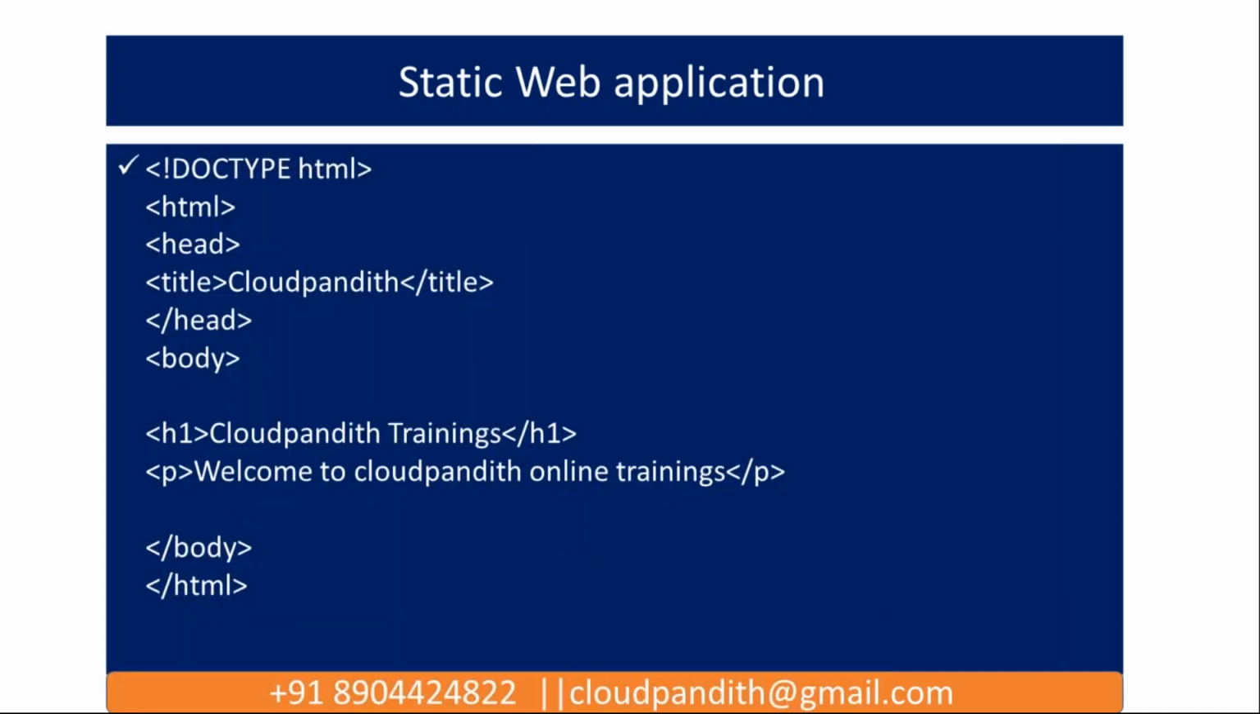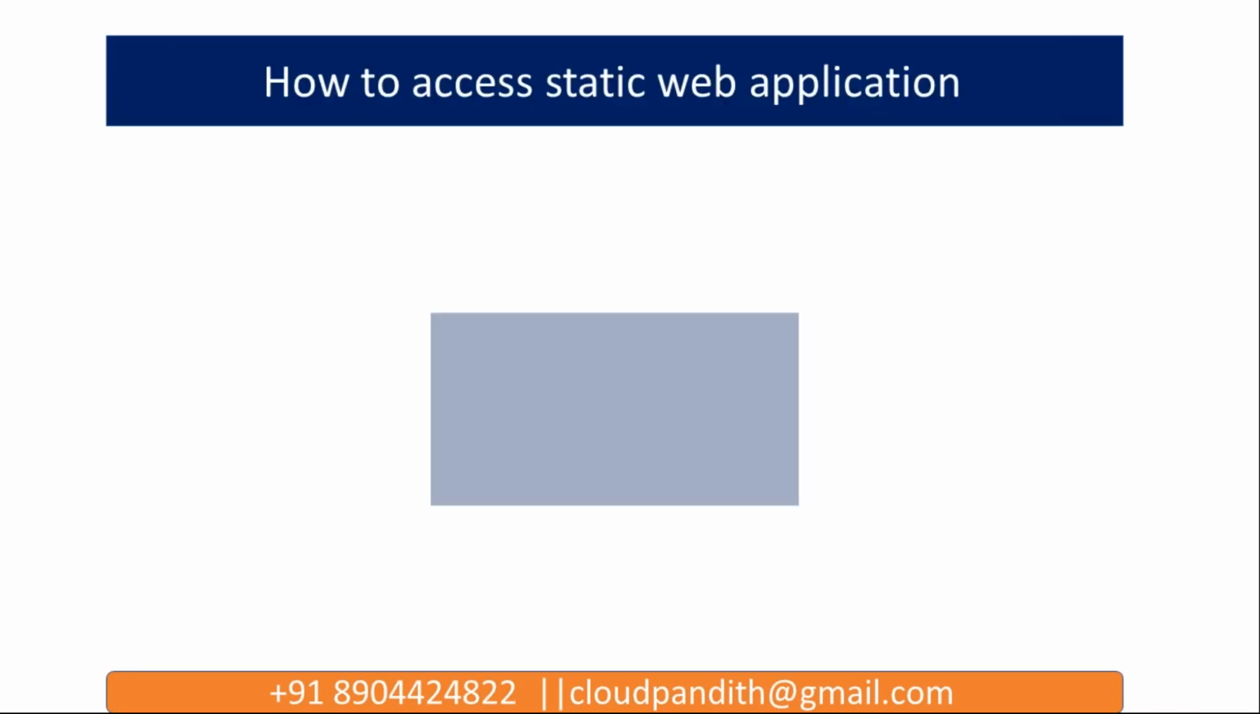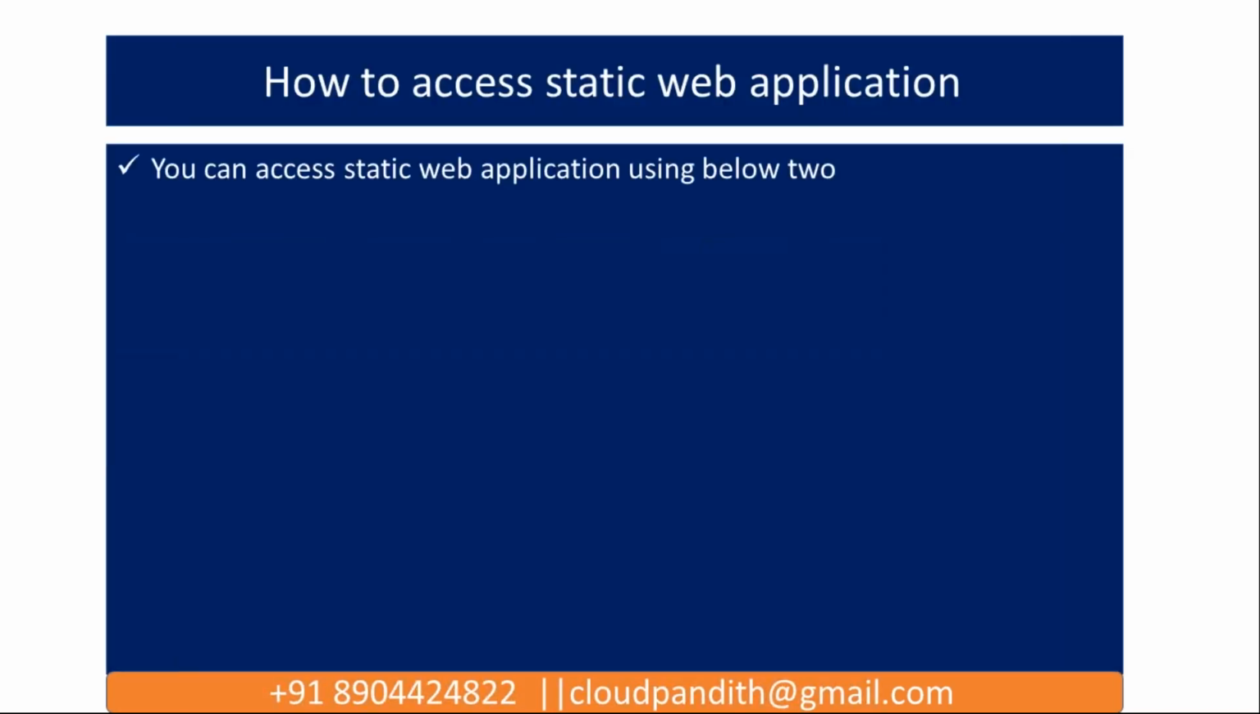Come here. So this is the web application I'm going to deploy in our machines. Okay, next. So how to access it? You can access the static web application using the below two ways. One is by using the IP address of the server. Second is the DNS name of the server, the domain namespace. So these two things we are going to see now.